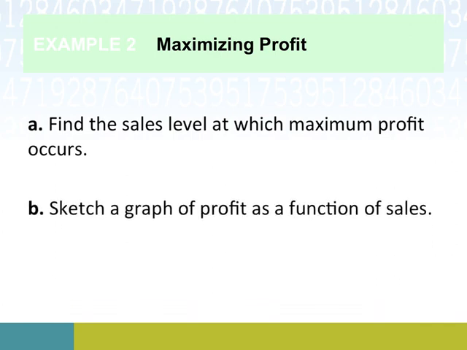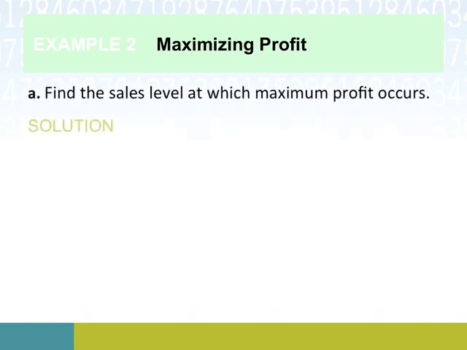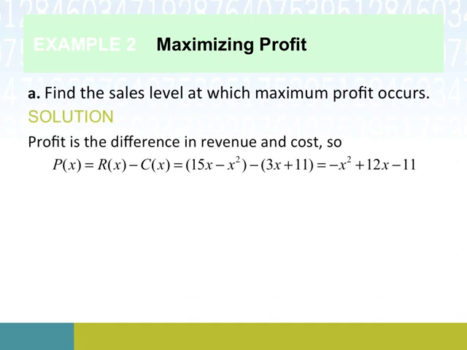And as a follow-up to that, we're going to get a graph of this profit function. Okay, so first task first. We don't even have a profit function, so that's a great place to start. If you recall from section 1.1, or maybe from your econ class, profit is the difference of revenue and cost. So there's a place to begin. Can we get revenue? Can we get cost?